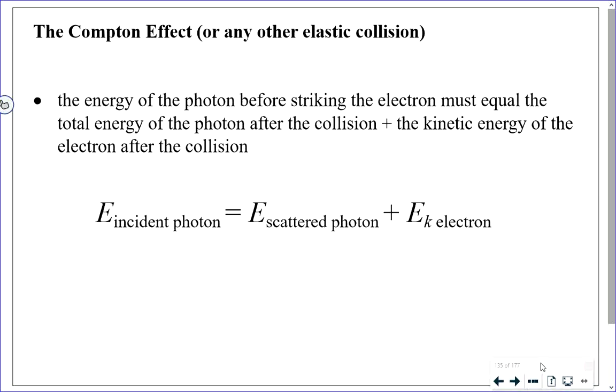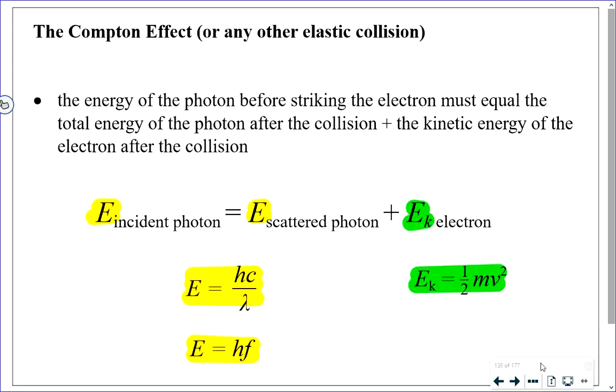The incident photon energy equals the scattered photon energy plus the kinetic energy of the electron. And by the way, these two energies are both calculated using E equals hc over lambda most of the time, although I suppose they could each be calculated using E equals hf if you were given the frequency before and after. This energy is found using 1/2 mv squared. Again, it's conservation of energy.